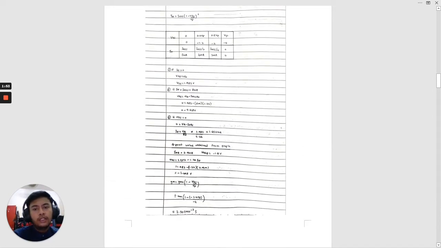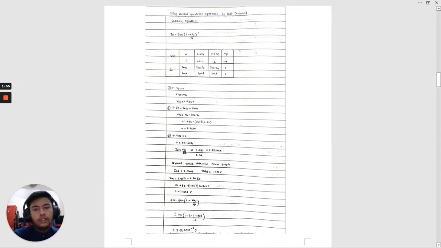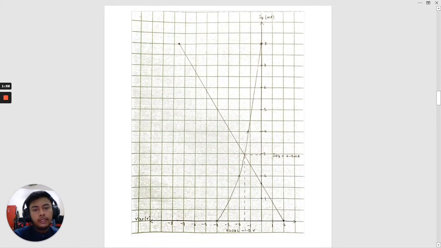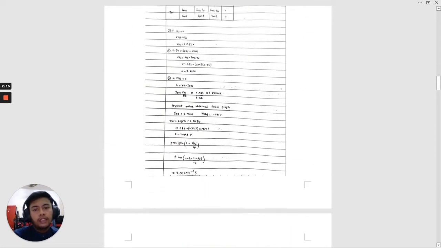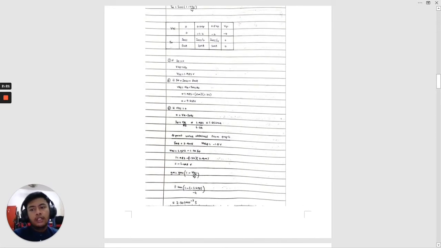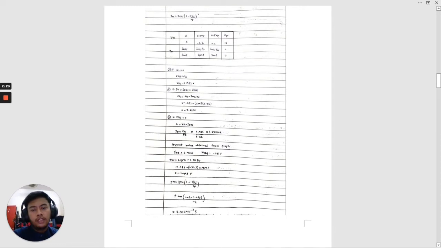So after getting all of the values, we can plot the graph. And this is the graph that we have plotted. This is the Q point, where we get the IDQ value, which is 2.9 milliampere, and VGSQ is negative 1.5 volt. After that, we just substitute the IDQ value into the VGS equation that we obtained.